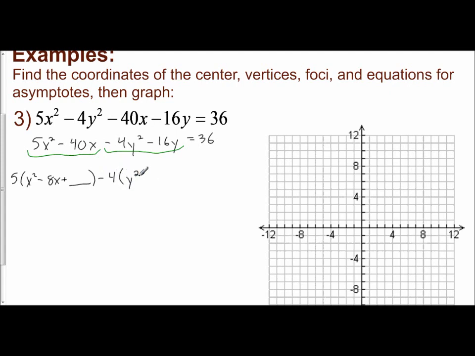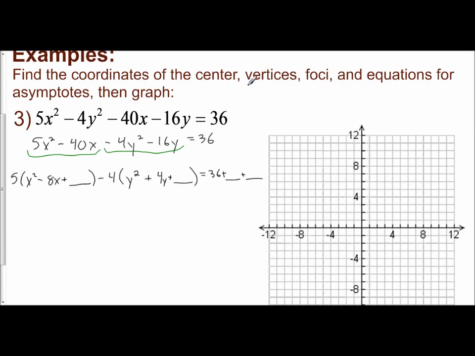So y squared, now do be careful, since you take a negative out of this negative 16, it's going to become a positive. So plus 4y and our placeholder. Now we have two placeholders on the left, so to keep the equation balanced, I'm going to have to put the two placeholders on the right as well.